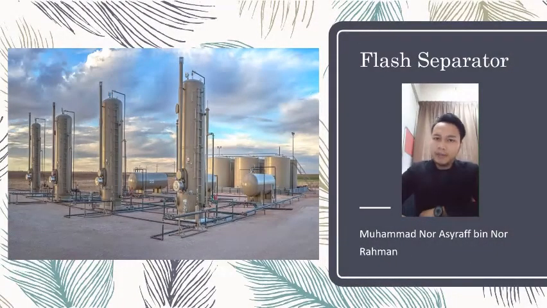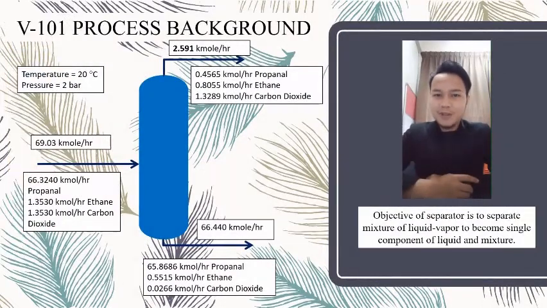Assalamualaikum, and again me, Asyraff, will describe the design of the separation vessel, which is the flash separator. First and foremost, let us see the separation process involved in the separator. The inlet product is propanol, ethane and also carbon dioxide. These three components will enter the separator as a mixture.